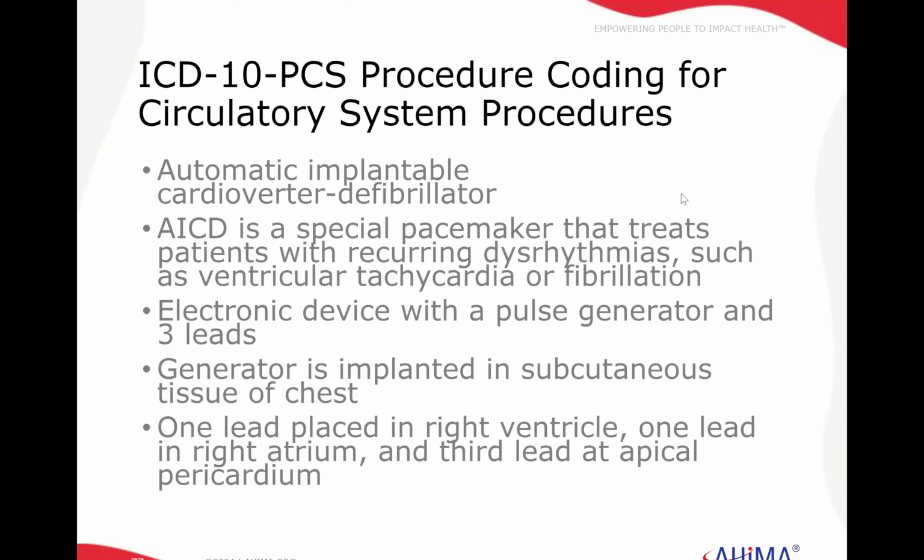Then we have the defibrillators, the AICDs, and this is a pacemaker that treats patients with recurring dysrhythmias. And it is an electrical device with a pulse generator and 3 leads. The generator, like a pacemaker, is placed in the subcutaneous tissue of the chest, and 1 lead goes into the right ventricle, 1 into the right atrium, and the 3rd at the apical pericardium.